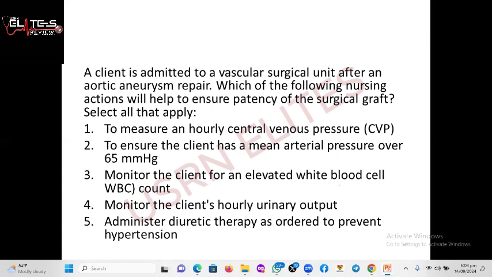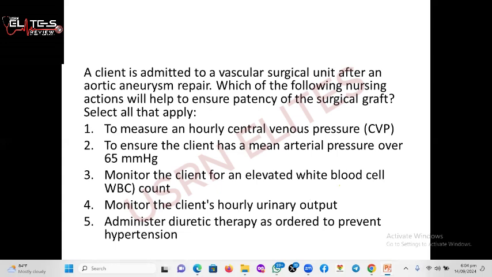And then organs are not getting enough blood supply. If you have a mean arterial pressure of less than 65, it means that organs are not getting enough supply. And if it is more than 105, it also means that there's more fluid within the system. So that's why it says to ensure the client has a mean arterial pressure over 65. If it's over 65, it means that it's within the good range.